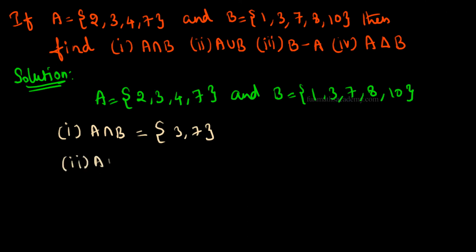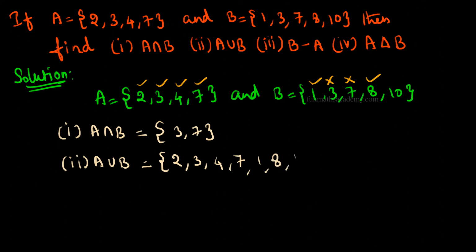Now let us find A union B. A union B will be all elements of A and B. So first, let's write all elements of A and write elements of B which are not in A. So, A union B will be the set of all elements 2, 3, 4, 7, 1, 8 and 10. It really doesn't matter in which order we write these elements.